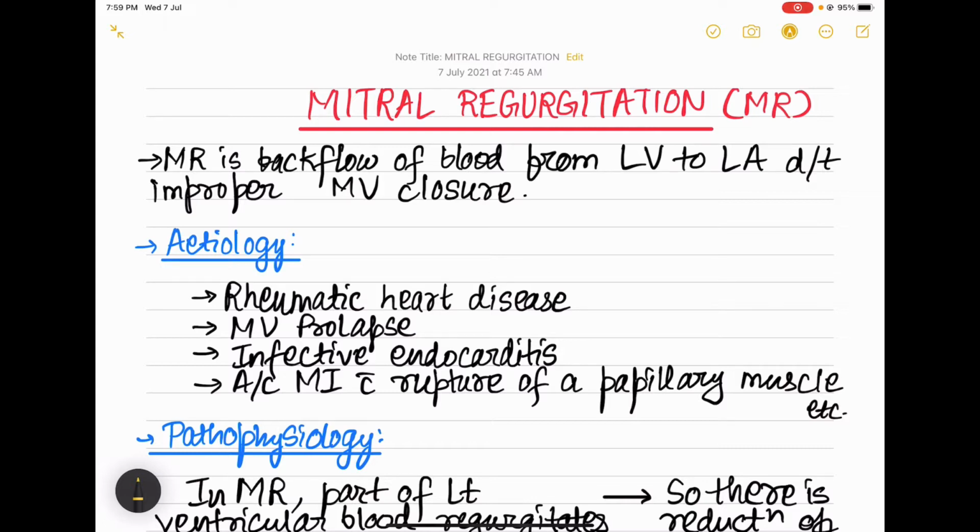So today's topic is mitral regurgitation, which is a very important topic in medicine, often asked in university exams. Mitral regurgitation is backflow of blood from the left ventricle to the left atrium due to improper mitral valve closure. Coming to the etiology, it includes rheumatic heart disease, mitral valve prolapse, infective endocarditis, then acute myocardial infarction with rupture of a papillary muscle. Apart from these, there are many other causes, but these are the most important causes.